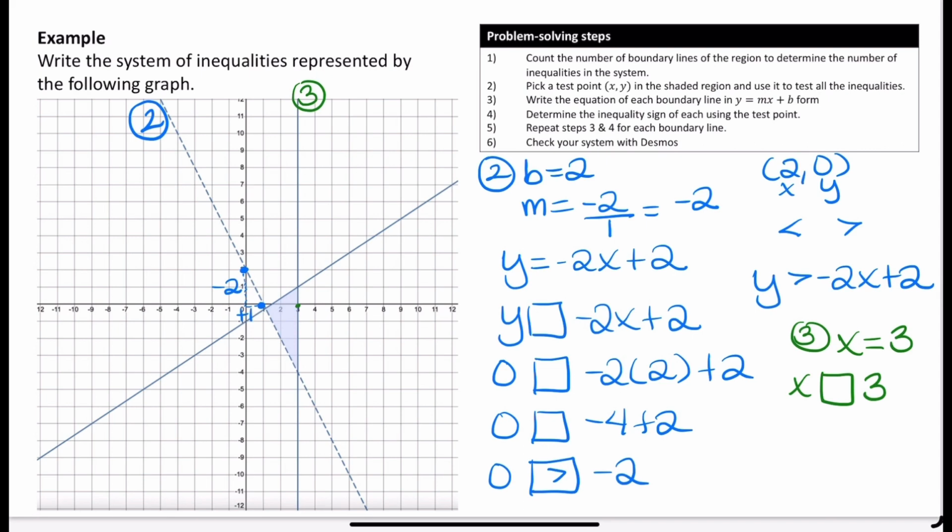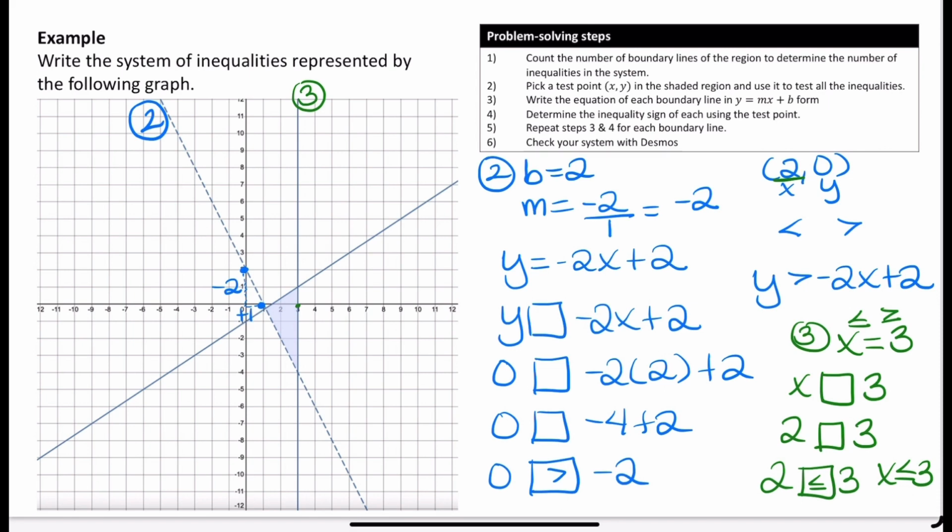Since it is a solid line, I'm going to have a less than or equal to or a greater than or equal to sign, right? Those are my two possibilities. If we plug in the test point, we have 2 and then something 3. So we know that 2 is going to be less than or equal to 3. So this is going to be the inequality, x is less than or equal to 3.